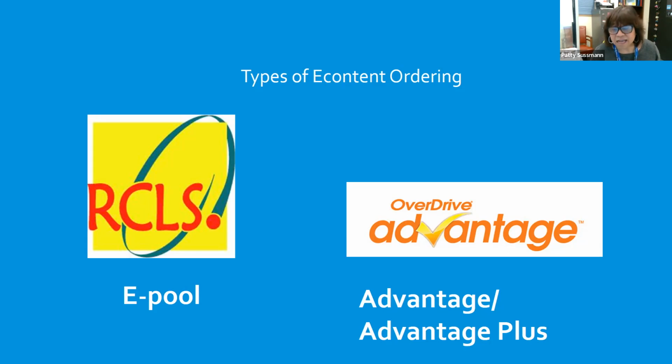ADV is the extension for Advantage Plus. If you become a selector, there's a difference between the two. When you're ordering for the consortia as a whole, it has an LIB in the login as opposed to the ADV extension.